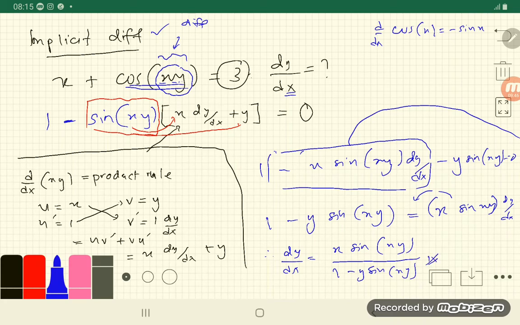Okay, I think I have given you a few exercises in implicit differentiation, and you also will encounter the question in your assignment. So you can try this kind of example in the exercise and also the assignment.